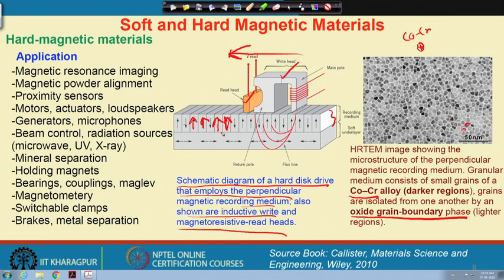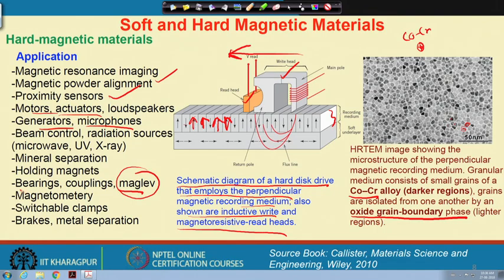So, magnetic powder that can be aligned using this hard magnet, let us say proximity sensors that are used in a car and so on. We can use it in motors, actuators, also in microphones, generators, and also for magnetic levitation. This is a new technology where a train is levitated in a magnetic field, called maglev. These are also very important in bearings, couplings and so on, and some switchable clamps, brakes, metal separation.